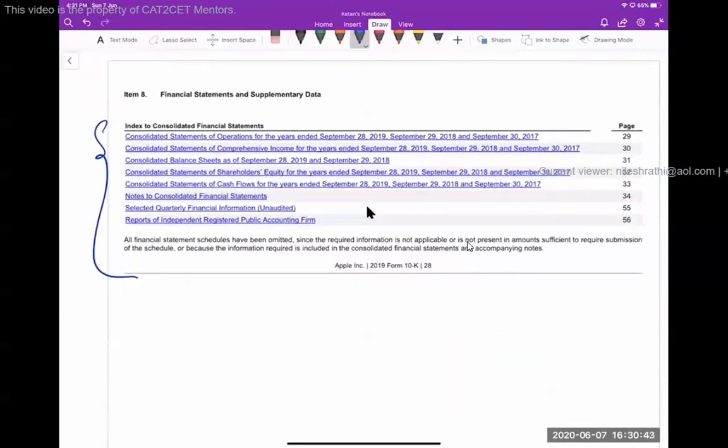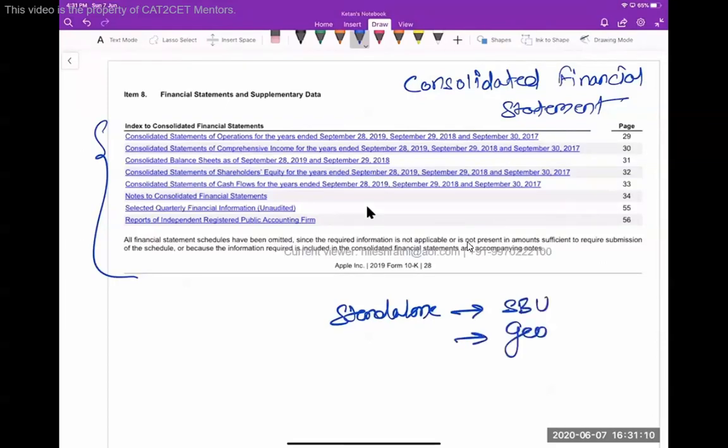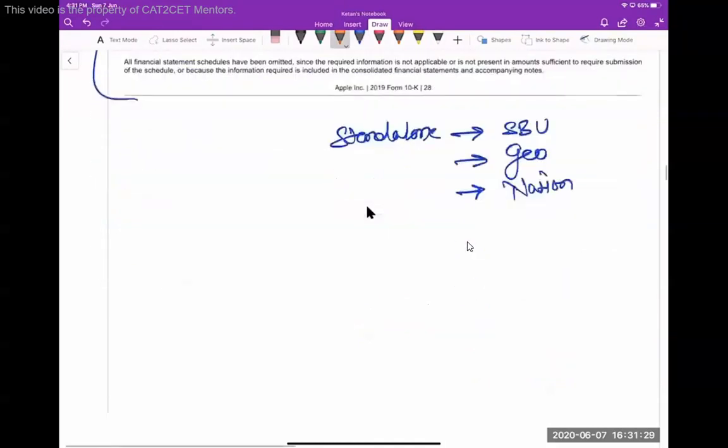As a financial analyst, you should always be looking at consolidated financial statements. You should not be looking at standalone. Now, I hope you know that a standalone financial statement means only that particular strategic business unit, or only that particular geography, or let's say particular nation. But when you talk about consolidated, it's an accumulation of all the financial statements of Apple into one. And that's the reason you should always look at the consolidated one and not the standalone.